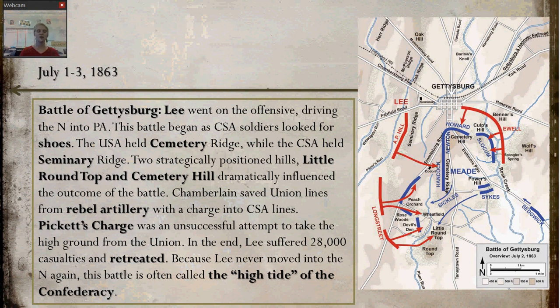However, a group of Confederate soldiers go into the town of Gettysburg trying to find some shoes. Basically, they are out of supplies. They want shoes. And they run into a skirmish with the Union Army, and this is going to lead to the most major battle of the war.